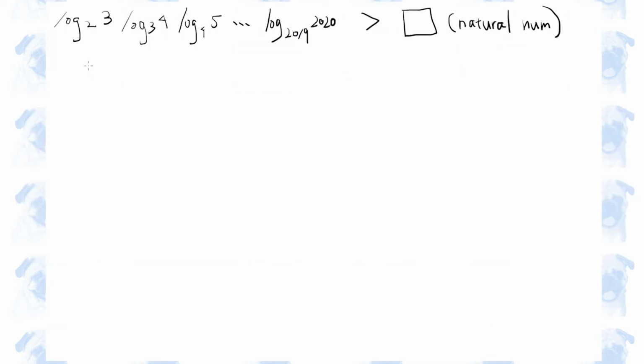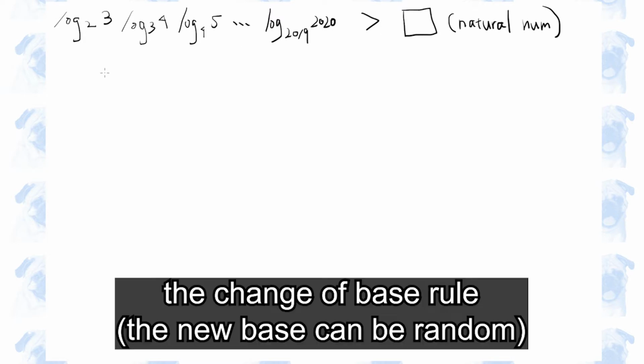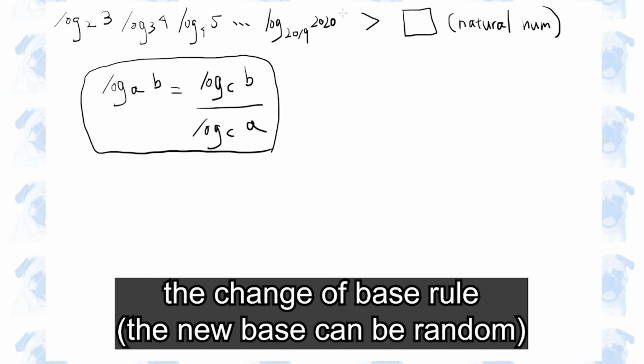In this question, we are given this expression, and we need to find the largest natural number that is less than this expression. In order to solve this question, you need to know the change of base rule, which goes like this. Using this rule, we can express this statement in the following way.